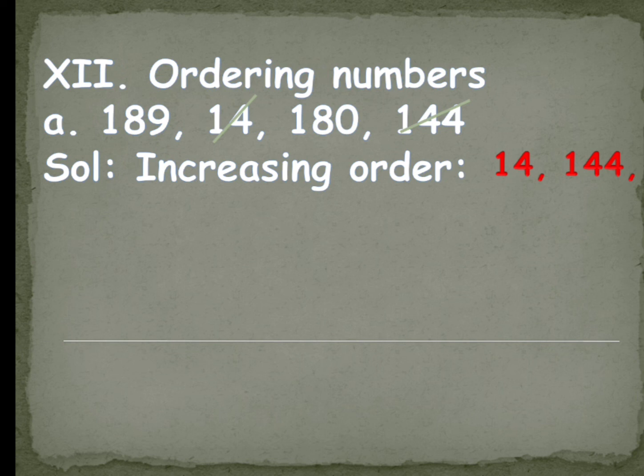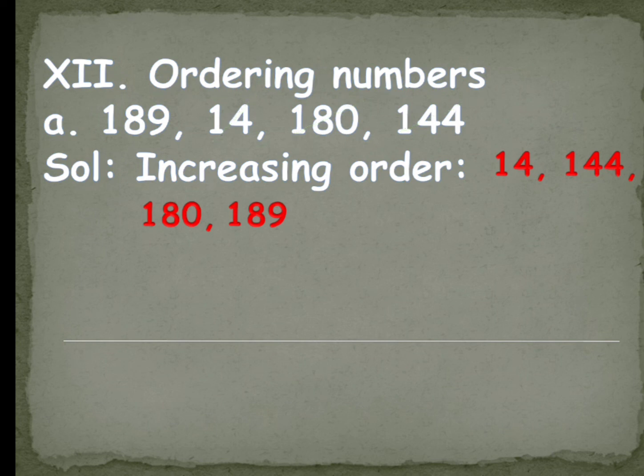Then 189 you have, 180 you have. So 180 is the smaller number, so you'll write 180. Then finally 189. You'll strike off the 180 and finally write 189. Okay, then erase everything, children.